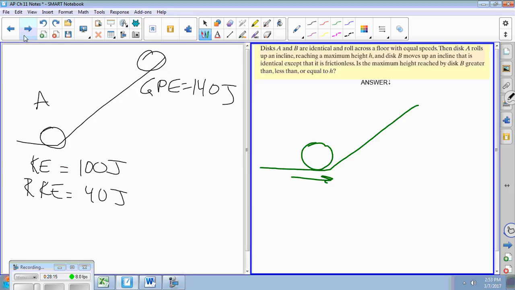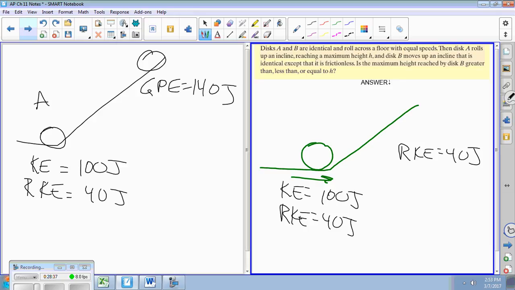Now the one that slides, the one that has no friction, I guess I should say, is still going to have a kinetic energy of 100 joules when it first gets there. It's still going to have a rotational kinetic energy of 40 joules. But as it goes up the hill, the RKE doesn't change, because there's no friction. So when it gets to its highest point, the RKE is still going to be 40 joules. So at the point when it stops moving, what's the GPE going to be, you guys? Just 100, right? Meaning that it didn't go as high up.